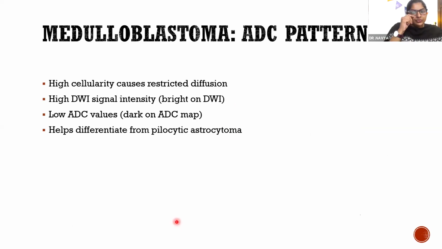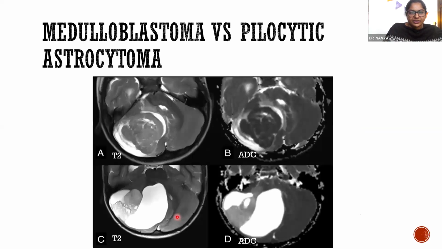So the ADC pattern is what? This is where it helps us to differentiate, because the prognosis differs and the treatment differs from the pilocytic astrocytoma. That's the reason why ADC is very important here. As I told you, see the ADC here? It's very dark. This is MB, medulloblastoma. And this is pilocytic astrocytoma. You see the ADC here? It is 1.6, right?